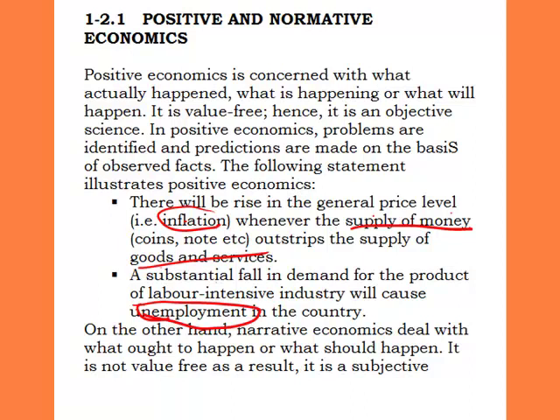Then if the demand for their products is low, it simply means that the labor they are making use of will be reduced, because they have to shed their labor. And if they shed the labor, what happens? There will be unemployment. It means that unemployment is inevitable whenever there is a substantial fall in the demand for the product of labor intensive industry. Now this is also positive economics, because we are saying there will be unemployment because of a substantial fall in demand for the product of labor intensive industry.